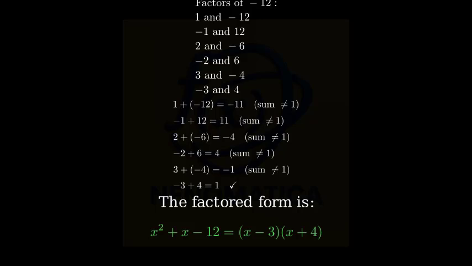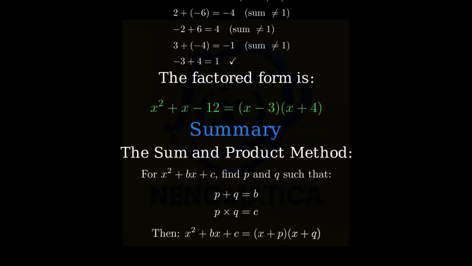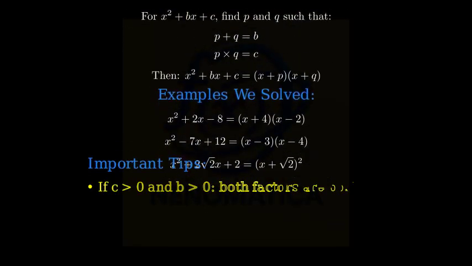Let's summarize what we've learned about the sum and product method for factoring quadratic trinomials. We've seen how to factor expressions of the form x squared plus bx plus c by finding two numbers p and q whose sum is b and whose product is c. We successfully factored three examples: x squared plus 2x minus 8, which equals x plus 4 times x minus 2. X squared minus 7x plus 12, which equals x minus 3 times x minus 4. And x squared plus 2 square root of 2 times x plus 2, which equals x plus square root of 2 squared.